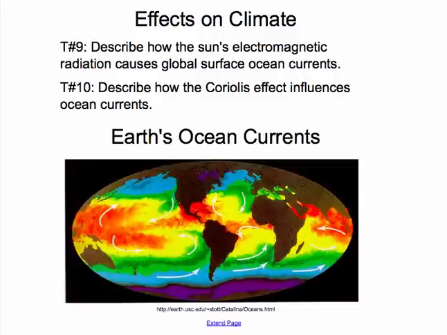This is Mr. Kimpton, and I'm going to give you a short video here on effects on climate, specifically ocean currents. This is going to cover targets 9 and 10. Target 9 is describe how the sun's electromagnetic radiation causes global surface ocean currents, and target 10 is describe how the Coriolis effect influences ocean currents. So let's take a look at these two.